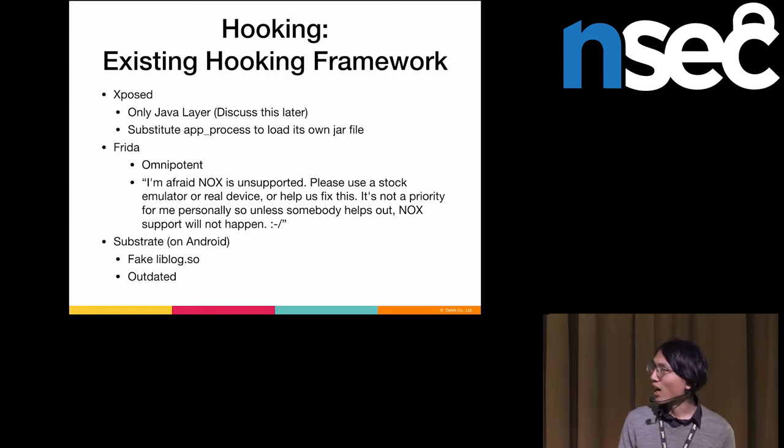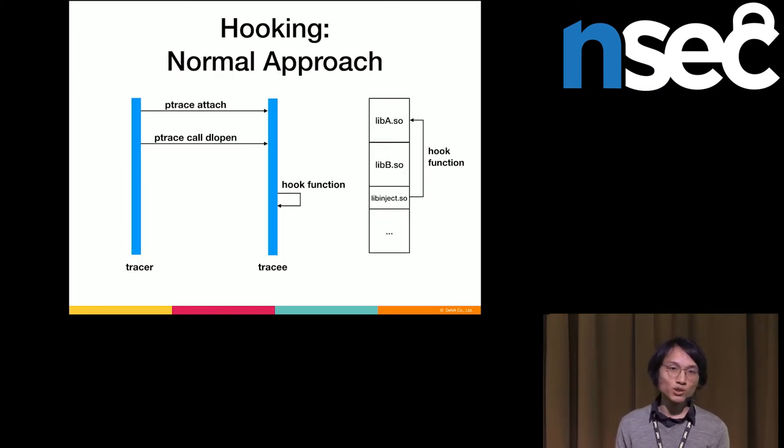It only works up to Android 4.4, if I recall correctly. And if you want to make it work with emulators, you have to do some modification yourselves. So here comes my proposal. This is the normal approach for how you do hooking. Besides the LD_PRELOAD trick, you can also do hooking using ptrace, right?